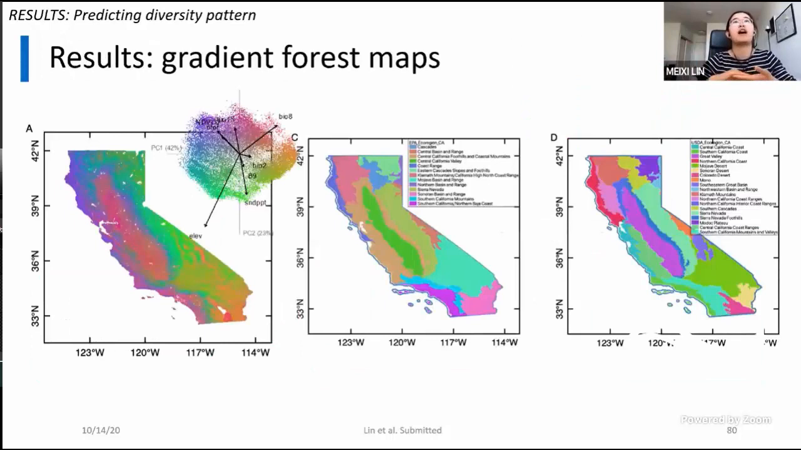And here is what we found from the gradient forest map. On the left is the gradient forest map. On the right are the EPA map and the USDA ecoregion maps. You can see that our gradient forest map was able to recapitulate a lot of the patterns from the EPA maps, such as the Northern California coast, the Central Valley, the two deserts.